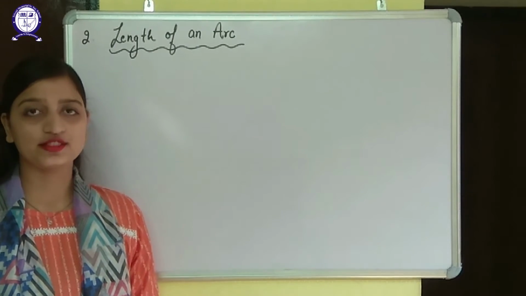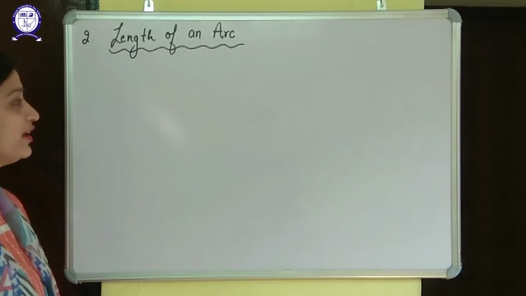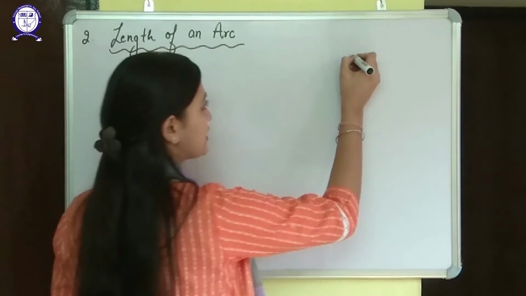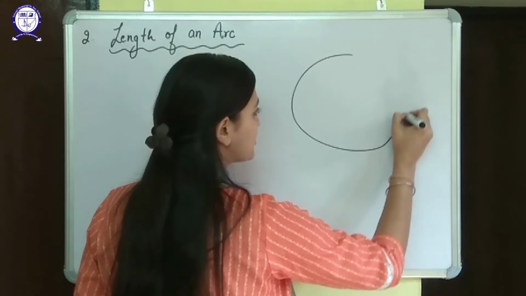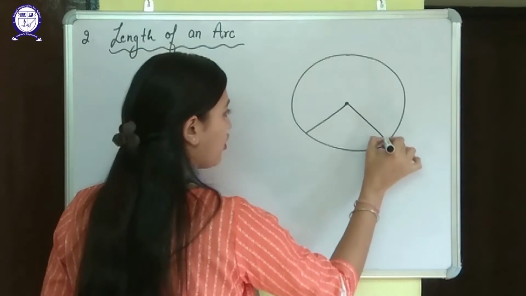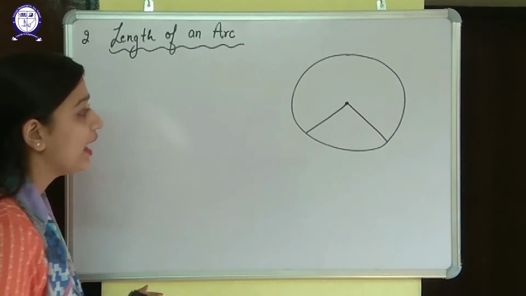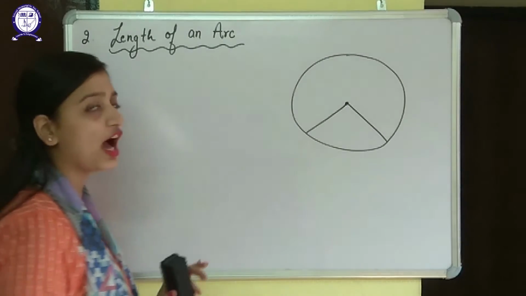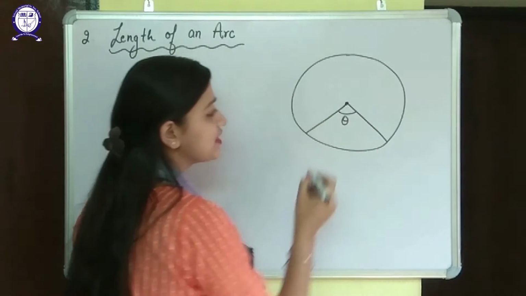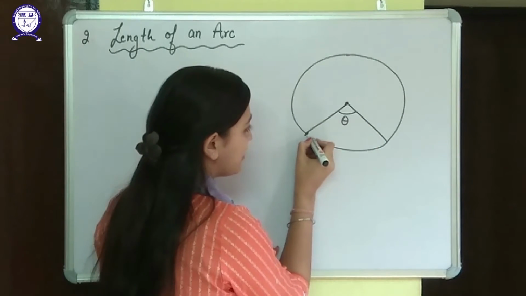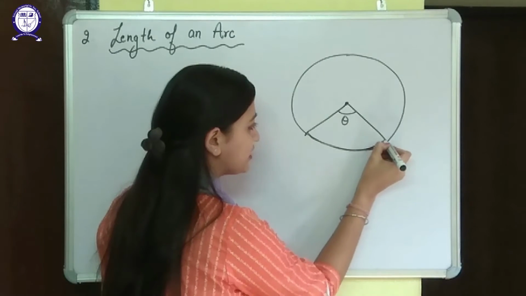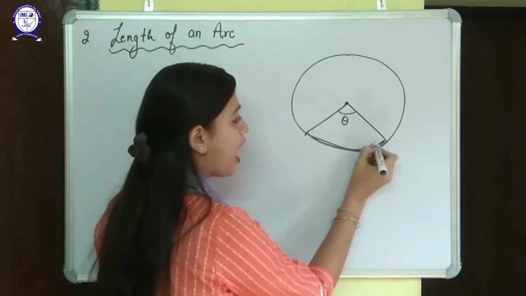Now coming to the next formula, that is length of an arc. Now what is length of an arc? In the question of this chapter, we will have a circle obviously. Then we will have suppose a sector or a segment, anything it can be. And it says find the length of the arc which subtends the angle theta degree. That is, it is asking for this length. This length the question is asking about.